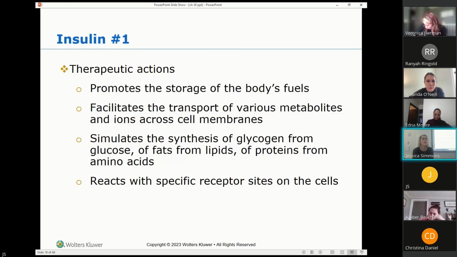Remember, we discussed that the first week, okay? It stimulates the synthesis of glycogen from glucose, which occurs in the liver, of fats from lipids, and proteins from amino acids. And it reacts with specific receptor sites on the cells, which we talked about, the keys to the locks of the doors on the cells, which let glucose into the cell for energy production.